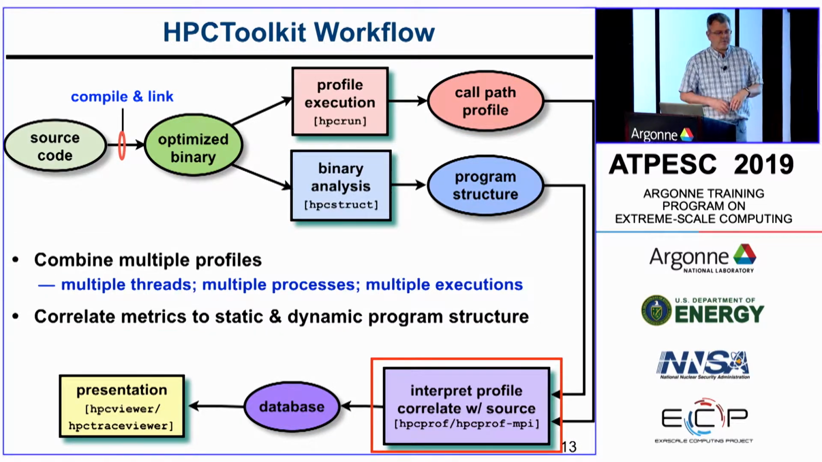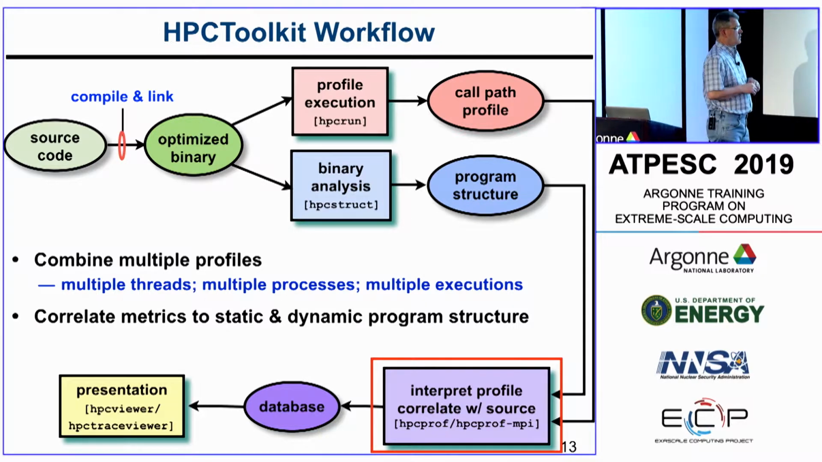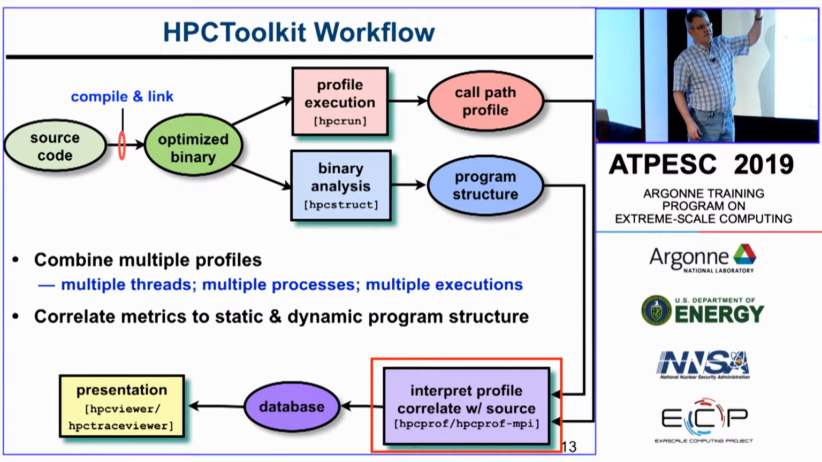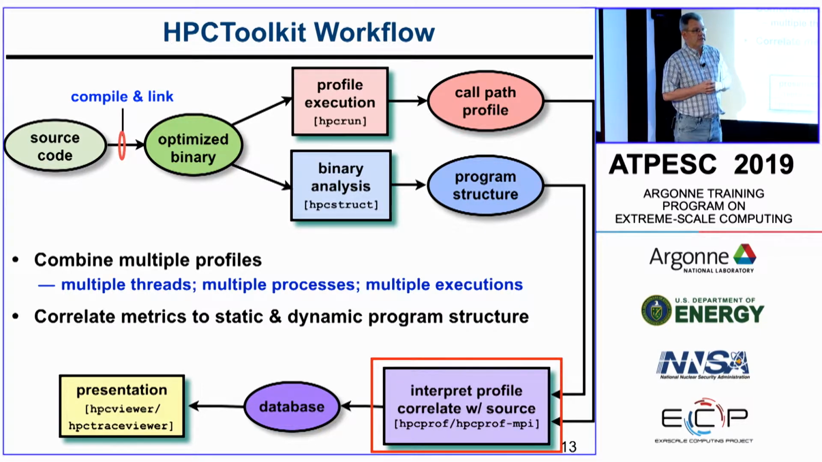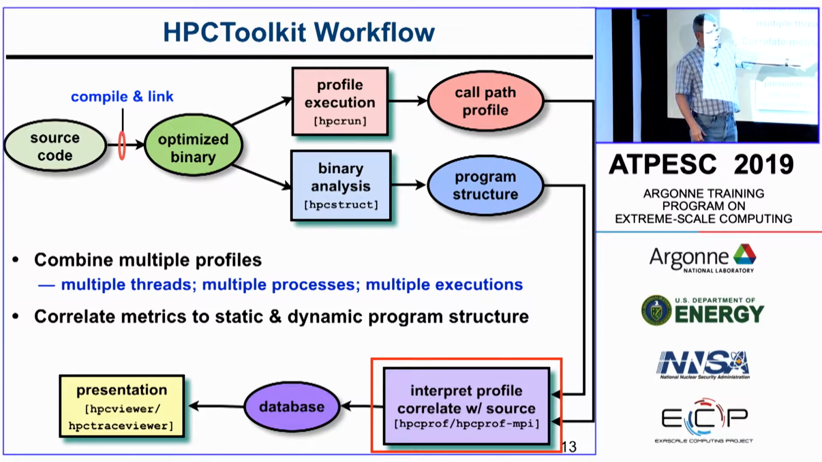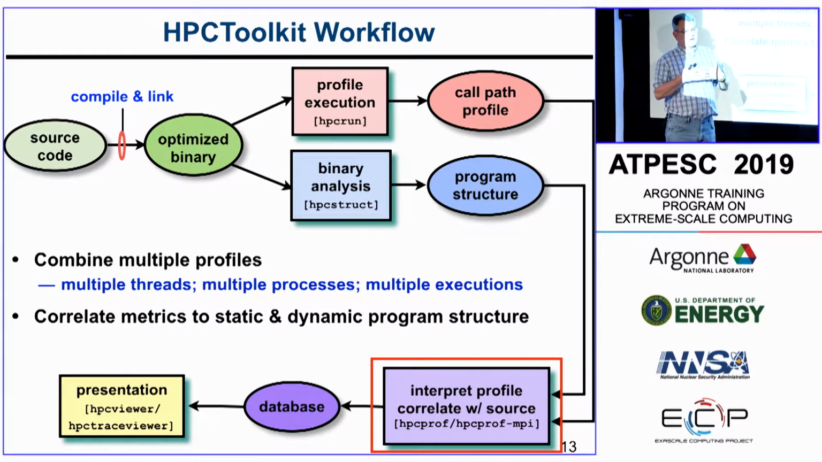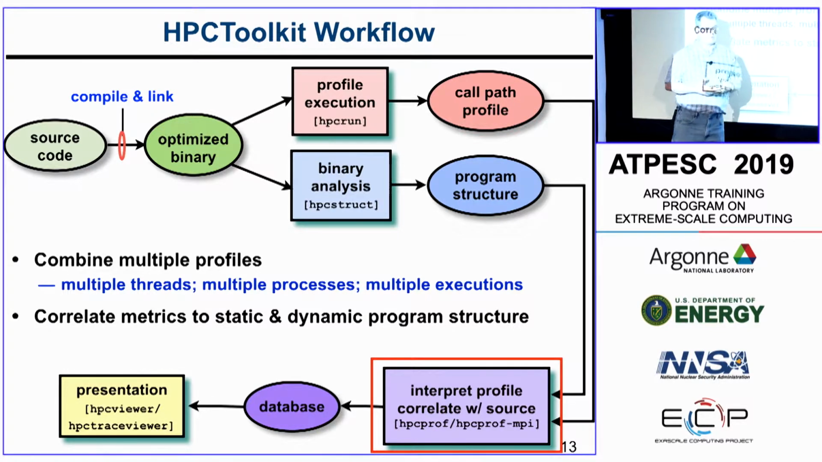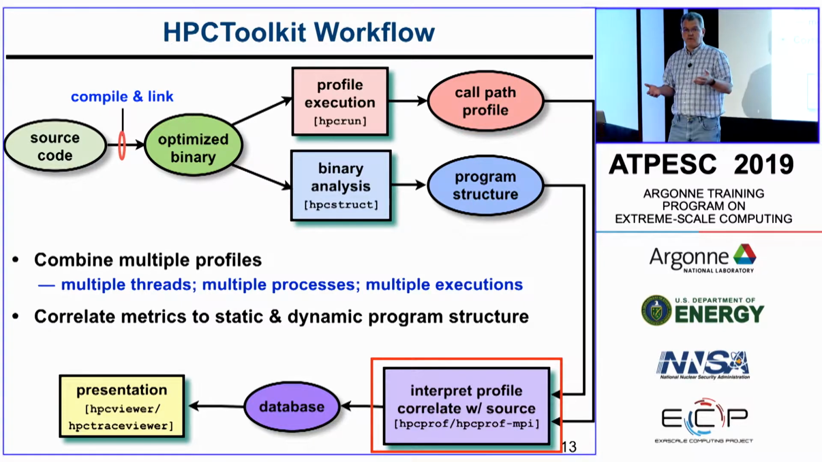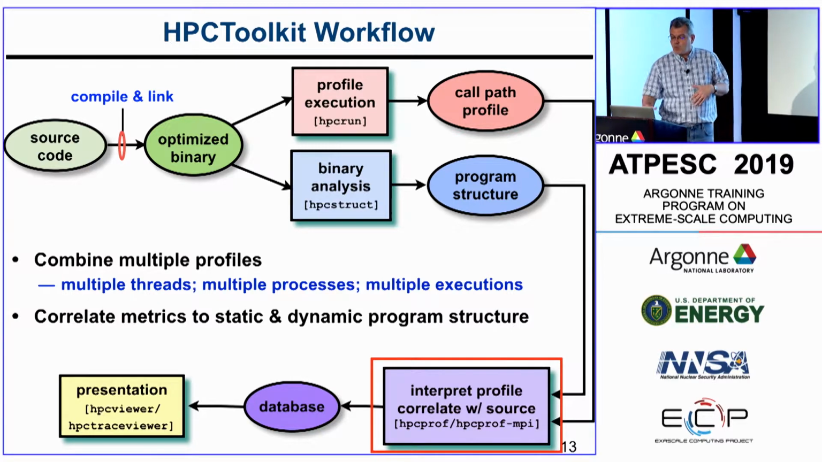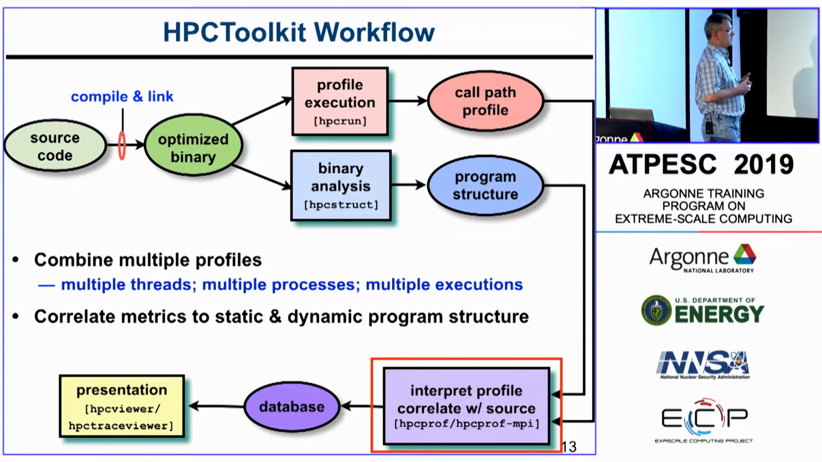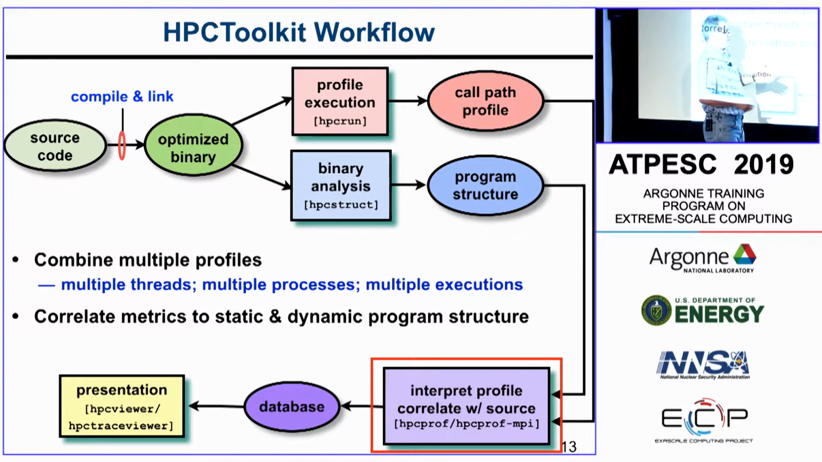Then we have a third tool that takes the call path profile that we've collected as the program executes, takes this program structure information that we've gleaned from the binary, and knits those two pieces of information together into a comprehensive whole. It produces what we call a performance database. It's just a directory full of files of various kinds. When you're using this tool, there's one tool called HPCprof.